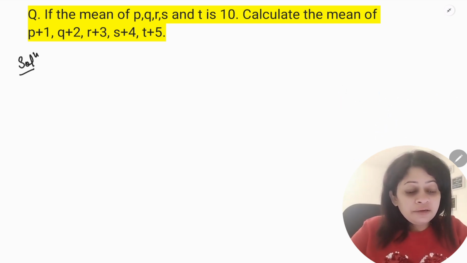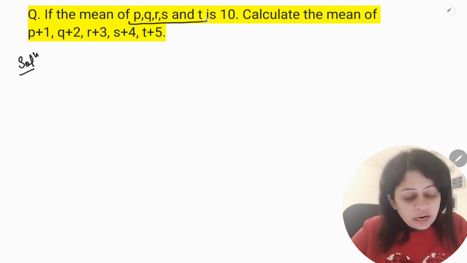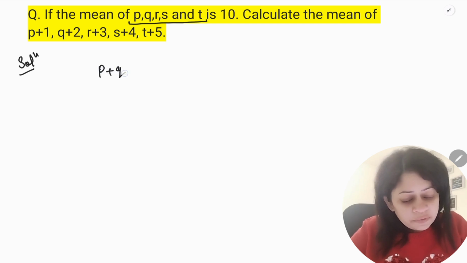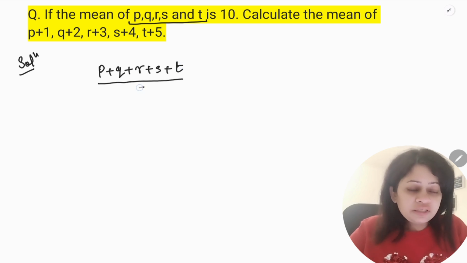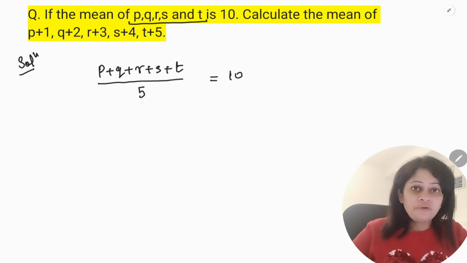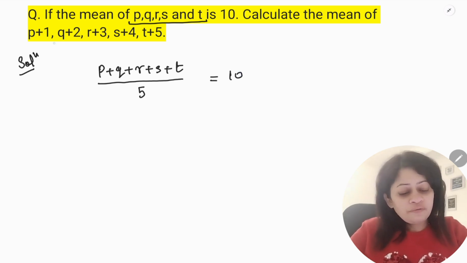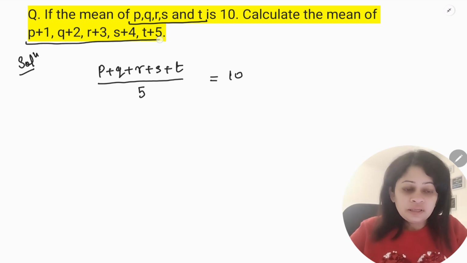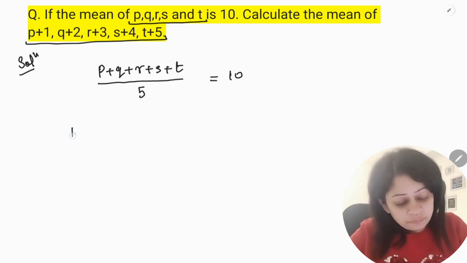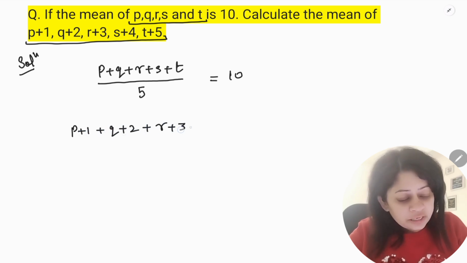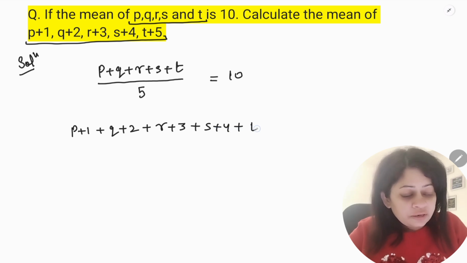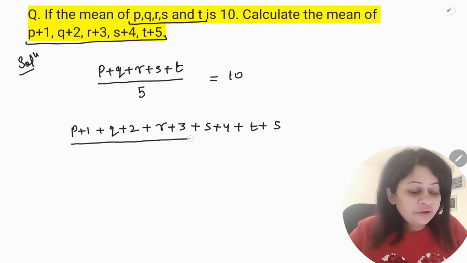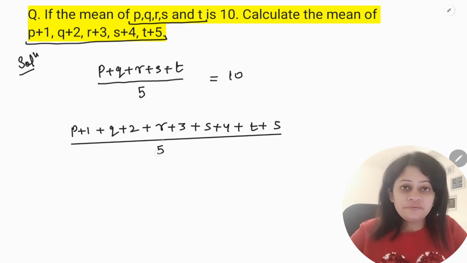Now they say, if the mean of these five numbers, so that means if you add these five numbers, P plus Q plus R plus S plus T, divided by 5, this is the mean. Then they say mean is equal to 10, right? Then they are asking us to find the mean of what? This thing. If I want to find the mean of these five numbers, likewise I will have to add all the numbers, P plus 1 plus Q plus 2 plus R plus 3 plus S plus 4 plus T plus 5, and I will have to divide it by 5 only because they are also 5, right?